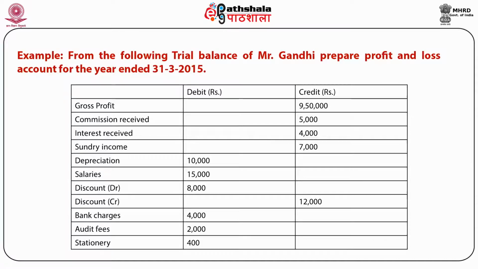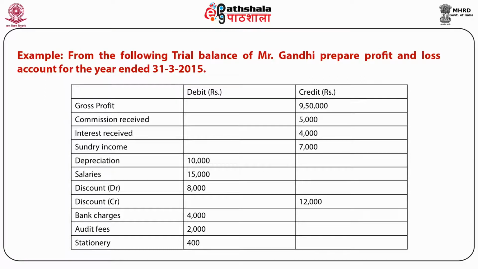The profit and loss account is also clarified with the help of another example. We are provided with the information: gross profit, commission received, interest received, sundry incomes, depreciation, salaries, discount debit, discount credit, bank charges, audit fees, and stationery. For the purpose of preparing the profit and loss account, we have to identify the items of income. The items of income are gross profit, commission received, interest received, sundry income, and discount credit or discount received.